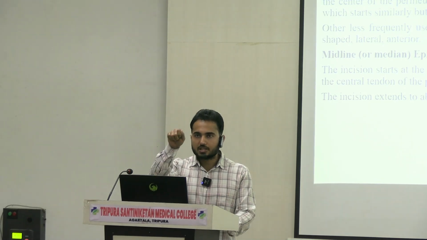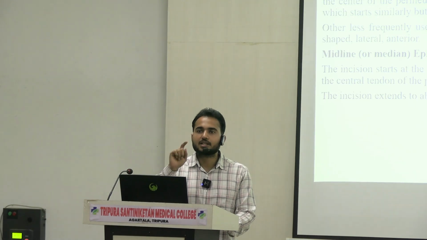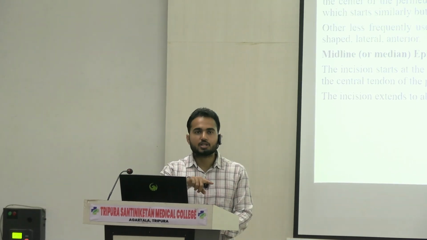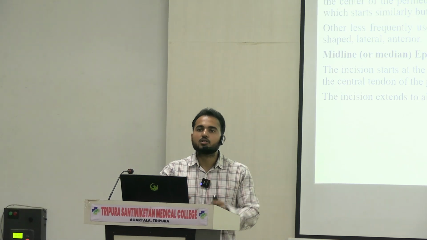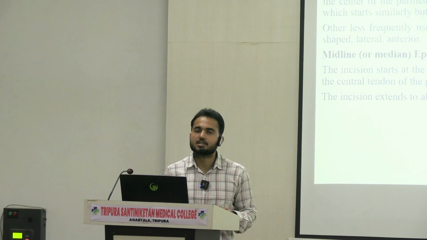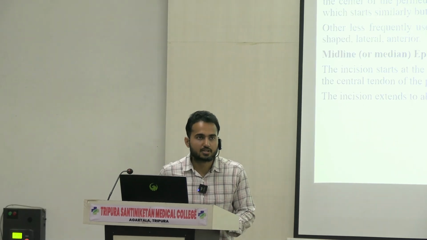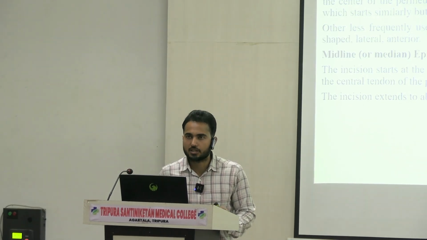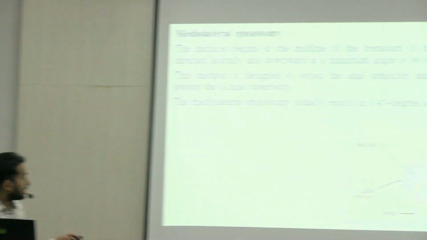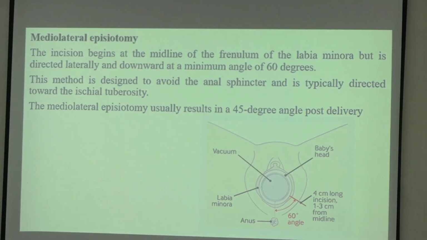So whenever the median incision is done, there are chances of damage to the perineal body. If the perineal body is damaged, what will happen? It will not be able to support the pelvic floor. As a result, there may be chances of prolapse of different organs or structures in the pelvic cavity. So that's why the safe one is the lateral one, the mediolateral episiotomy.